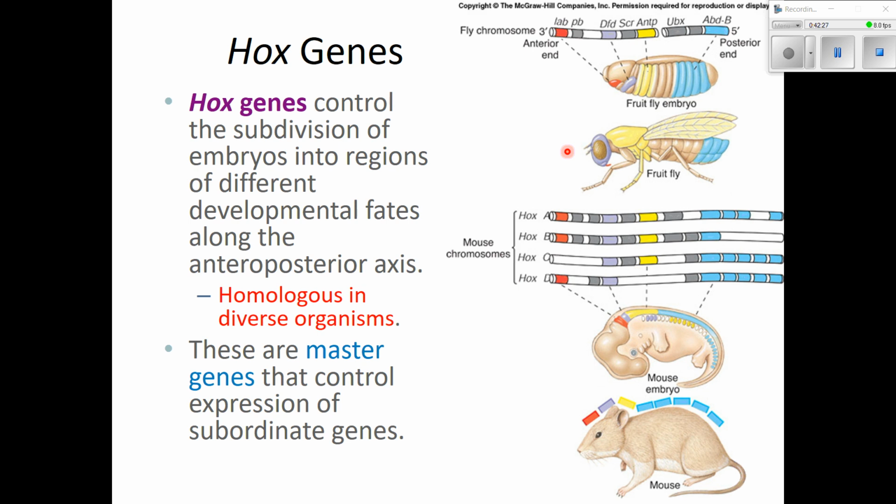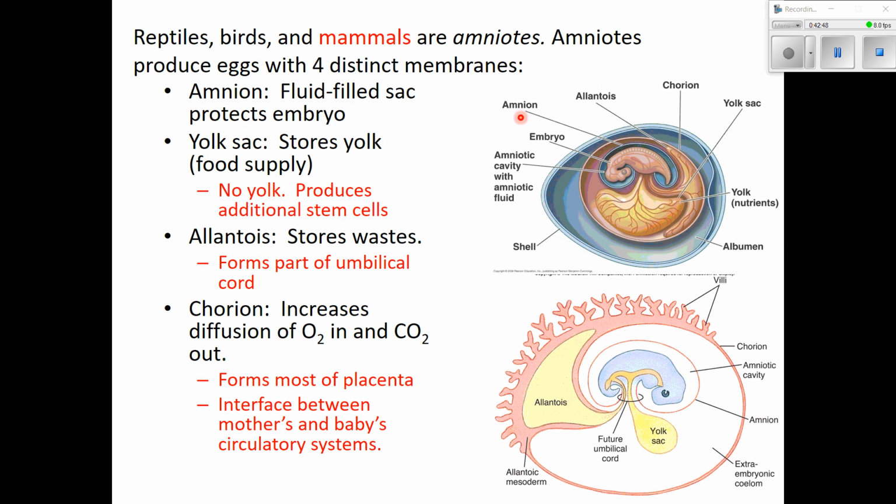So these genes have been conserved by evolution, meaning evolution hasn't really changed these genes much because they're so important for embryos to develop correctly. And that's about all I can tell you about Hox genes. I don't know a lot about them, but I thought it was worth mentioning.